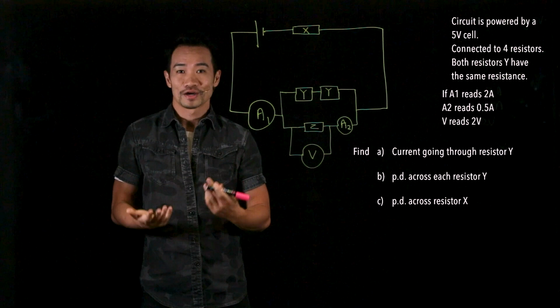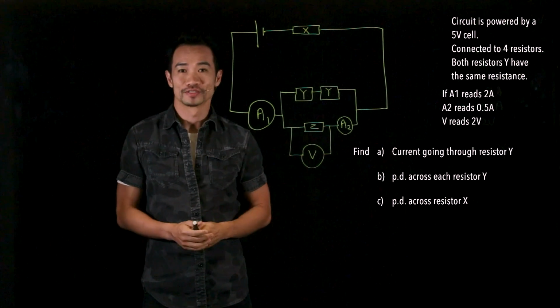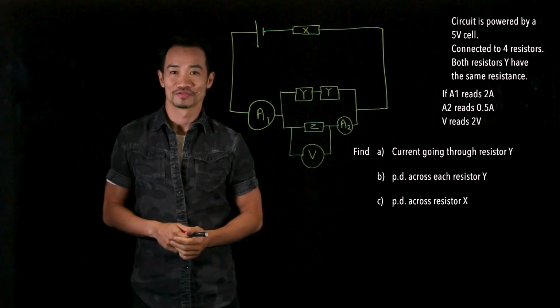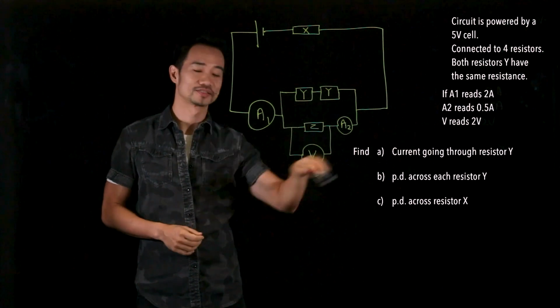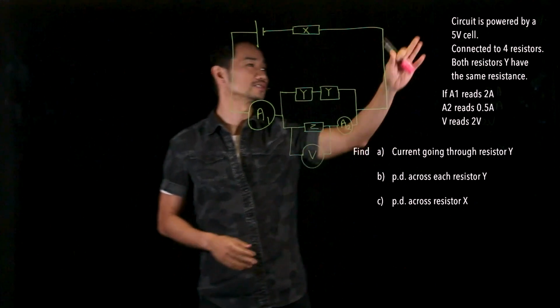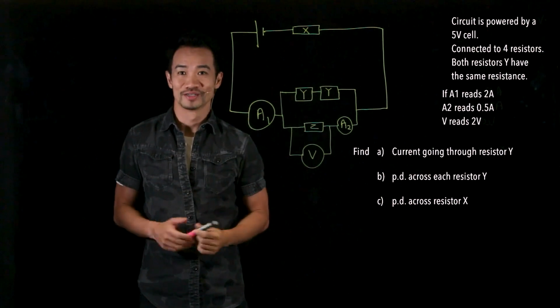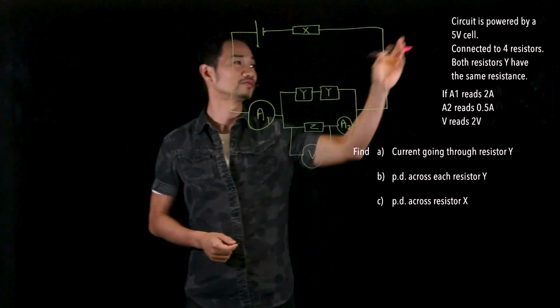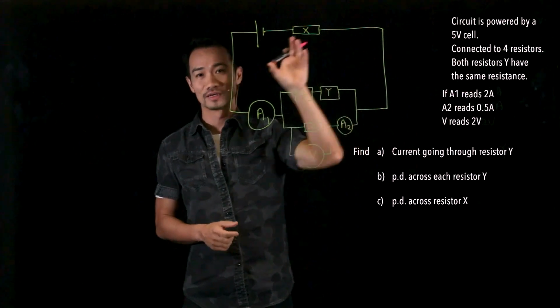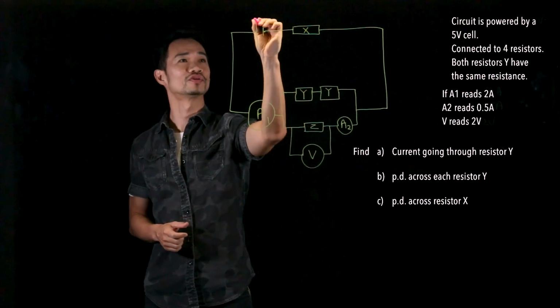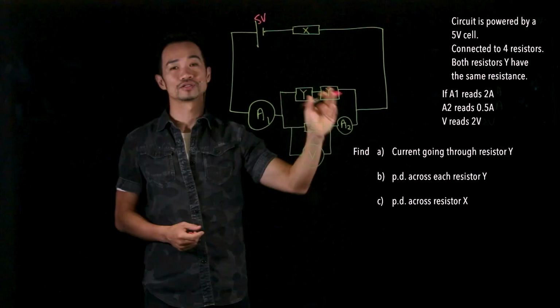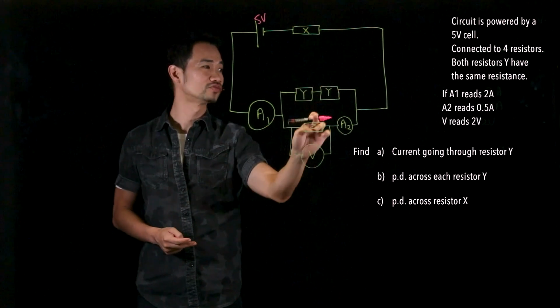We're back. Now let's attempt a question that will apply all the concepts that we have covered so far. So we have this circuit over here, and this is the background. The circuit is powered by a 5-volt cell, so it's always a good habit to put whatever information you have in text into the diagram. So, a 5-volt cell connected to 4 resistors: 1, 2, 3, 4.